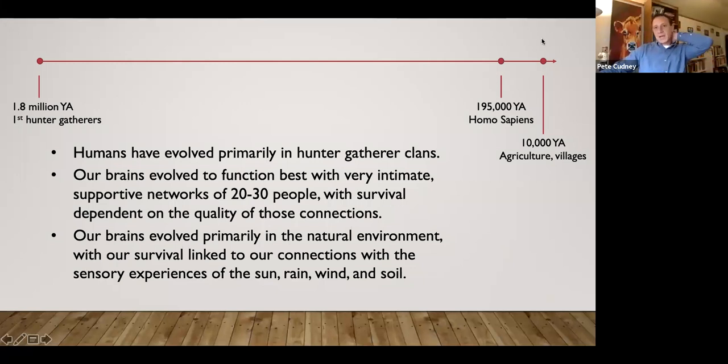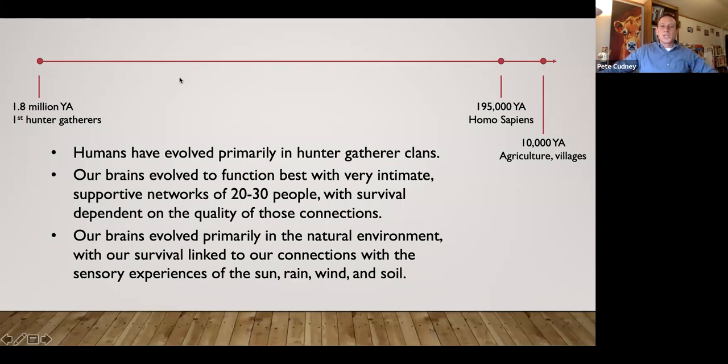So here's my timeline. Upper right-hand corner, that little arrowhead, that's today. About 10,000 years ago, agriculture and villages first came about. About 195,000 years ago, Homo sapiens, modern humans, evolved. And if you go back on the timeline, we're talking Homo erectus, Homo habilis, Homo afarensis, Homo neanderthalensis. Remember those guys, the Neanderthals? All of those operated as hunter-gatherers, all right?